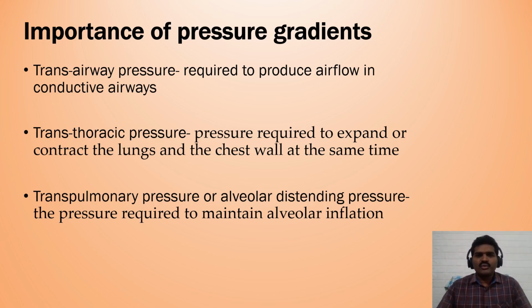Transthoracic pressure is useful to expand or contract the lungs and the chest wall at the same time. Whereas the transpulmonary pressure, or alveolar distending pressure, is the pressure that is required to maintain the alveoli in an inflated condition.